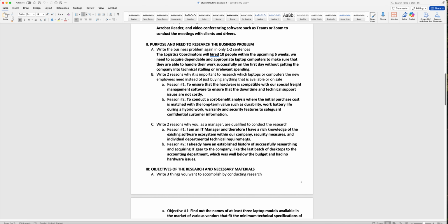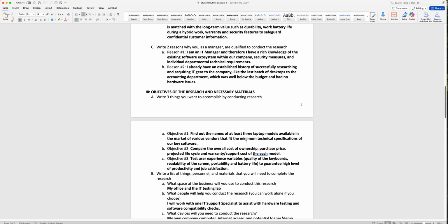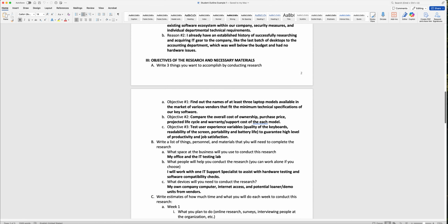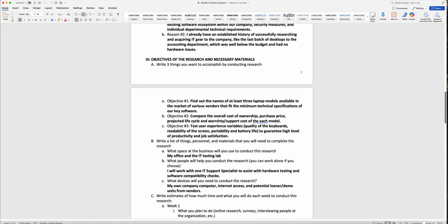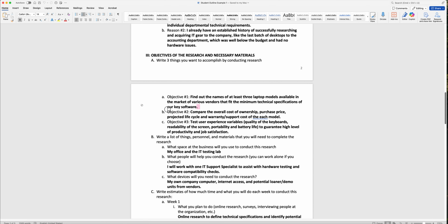Okay, scrolling down, let's see. Just looking for other examples of things that were commonly missed in other examples. So for the research objectives, write 3 things you want to accomplish by conducting the research. In this example, they would like to find out the names or brands, or whatever, you can write it either way, of at least 3 laptop models available in the market of various vendors that fit the minimum technical specifications of our key software. I would just say here, instead of writing our key software, be specific.